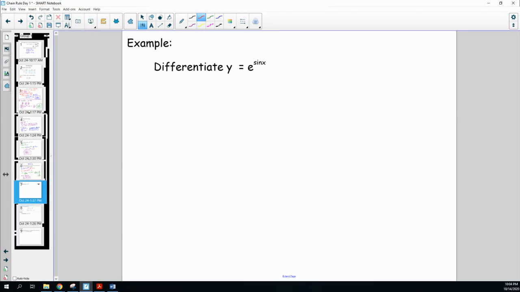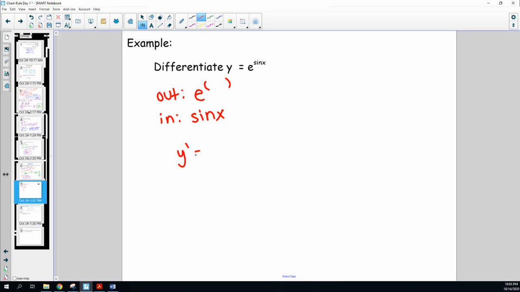Okay, now we want to differentiate e to the sine x. So again, let's identify our outer function. Our outer function is going to be e to something. Our inner function is going to be sine x.